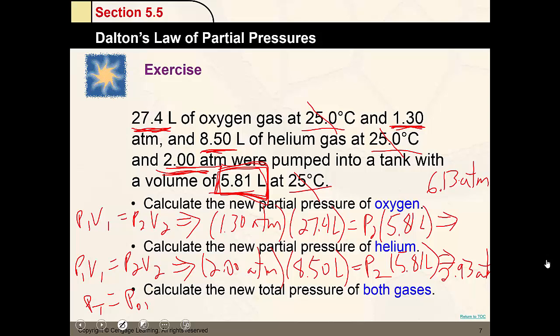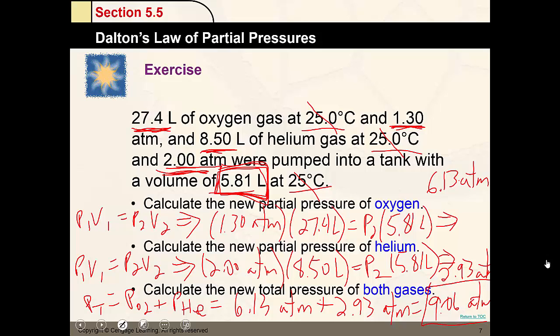So now that we have the individual pressures, we can calculate the total pressure by adding the partial pressure of the oxygen plus the partial pressure of the helium. So 6.13 plus 2.93, and we get a resulting total pressure of 9.06 atmospheres.